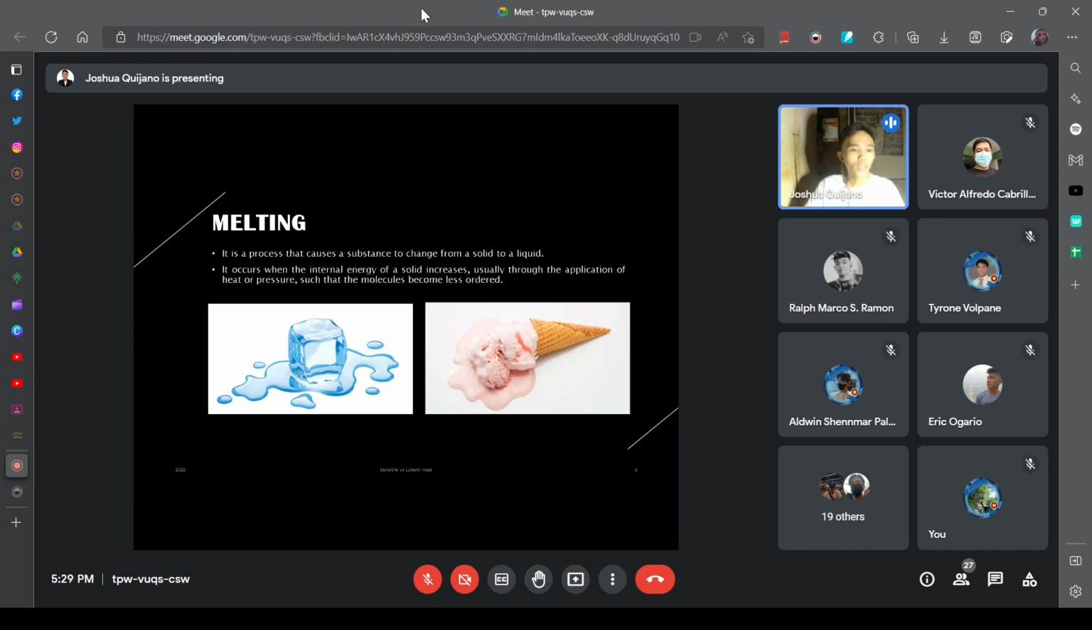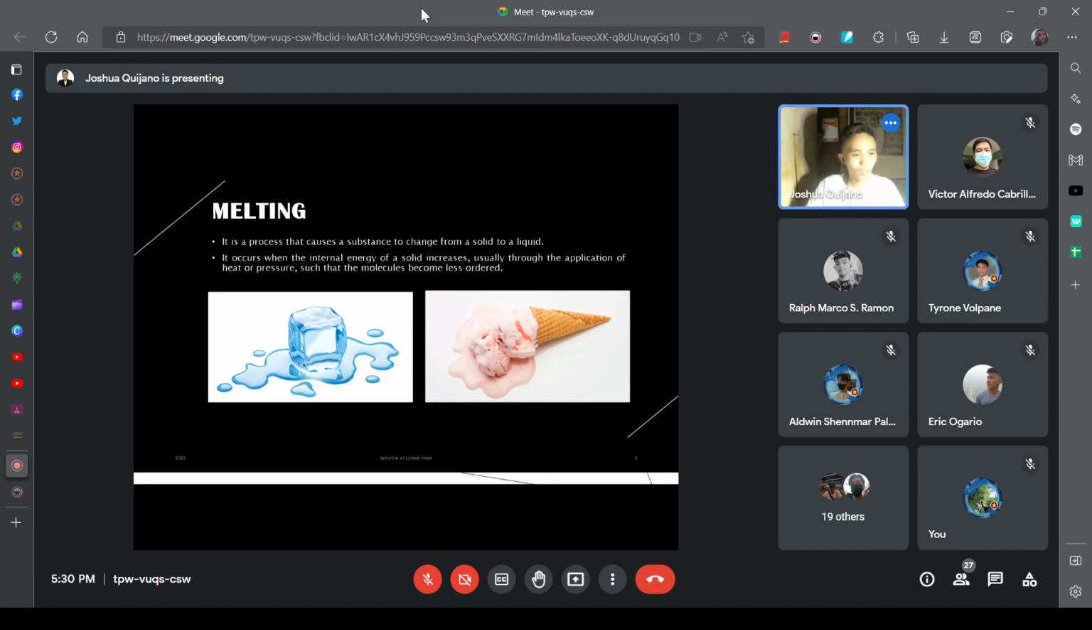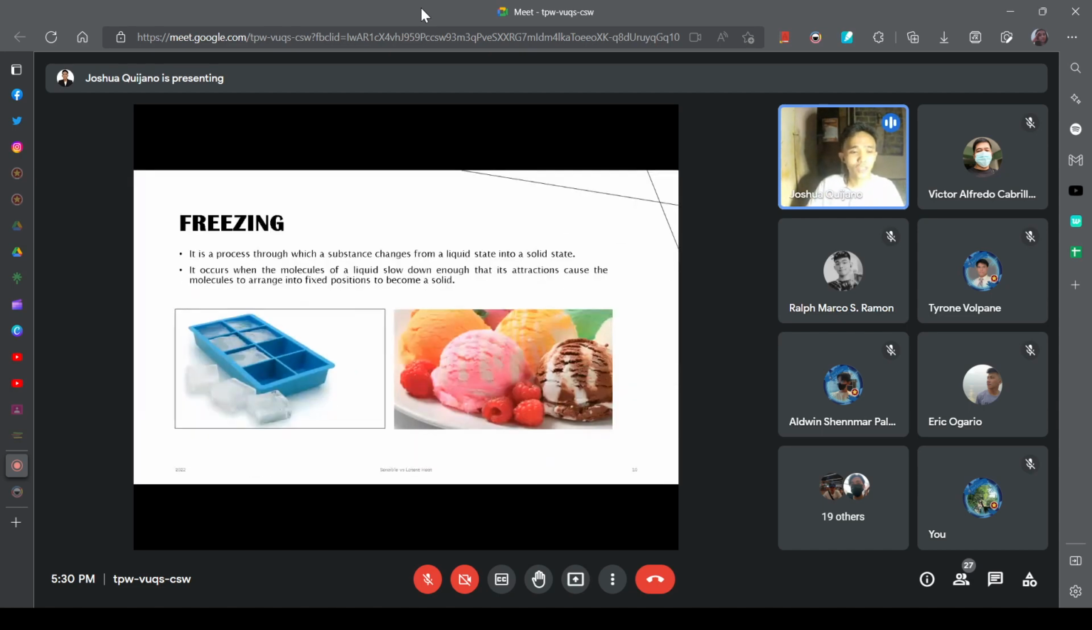It occurs when the internal energy of a solid increases, usually through the application of heat and pressure such that the molecules become less ordered. So I will elaborate this after the next slide. Freezing. It is the process through which a substance changes from a liquid state into a solid state. It occurs when the molecules of a liquid slow down enough that its attractions cause the molecules to arrange into fixed position to become solid.